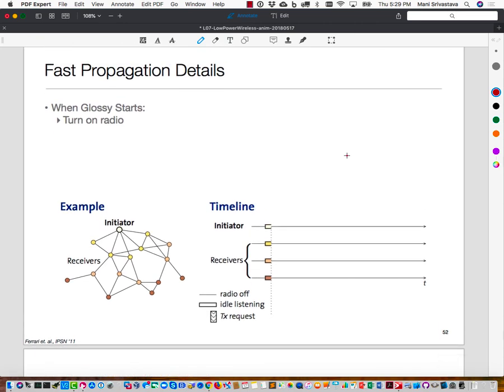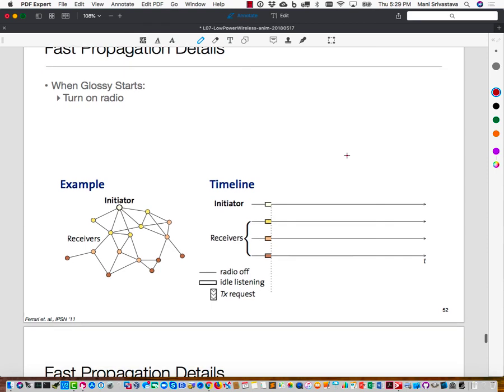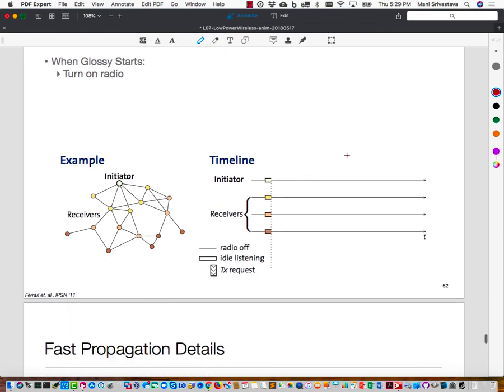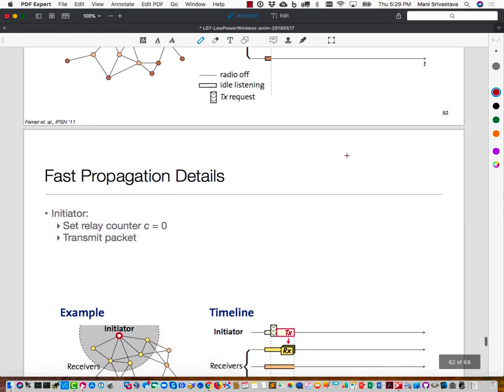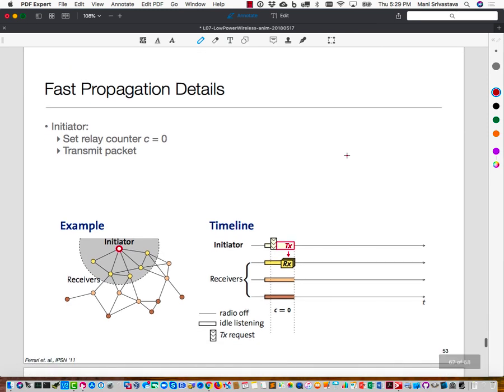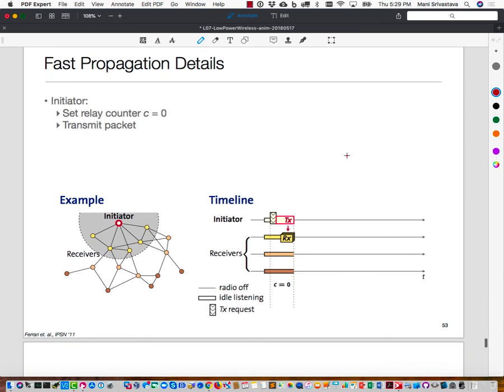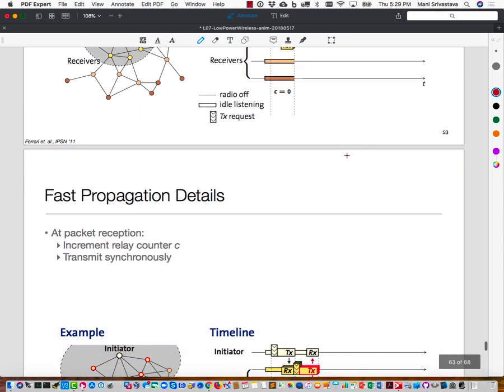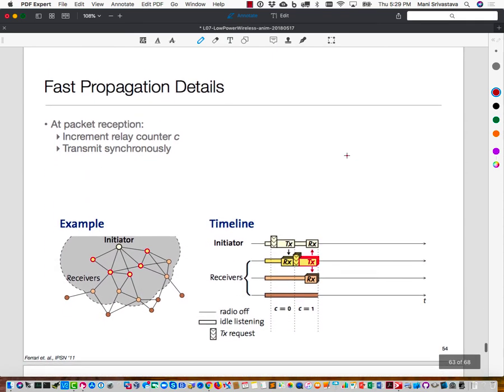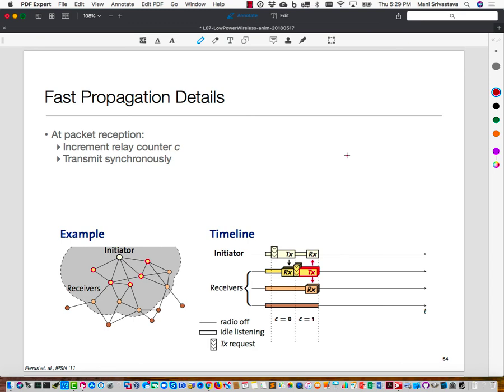So this is another look at the same thing. There is the initiator, and there are a bunch of receivers in the first hop. The initiator sends the packet, and the receiver at the first hop receives it. That's this one out here that receives it. Then this receiver is going to send the packet again, and this packet will be heard by the second hop node, and obviously it's also going to be heard by the initiator because the initiator is a neighbor.